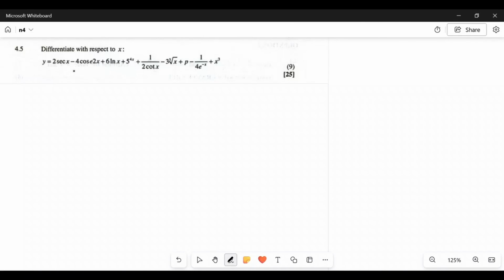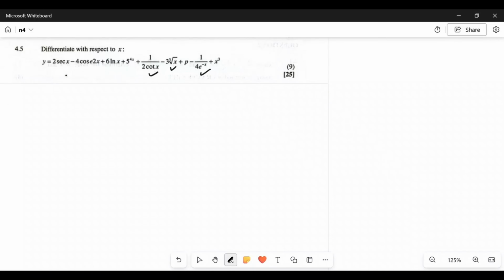Now, if I look at these terms here, we have this one here. We need to simplify it. We cannot differentiate with the trigonometric ratio on the denominator. We have this term here where we have a root. We cannot differentiate with the root there. We have this term here where we have e to the power of negative x. We cannot differentiate with a variable on the denominator that has x there. So we need to simplify these.